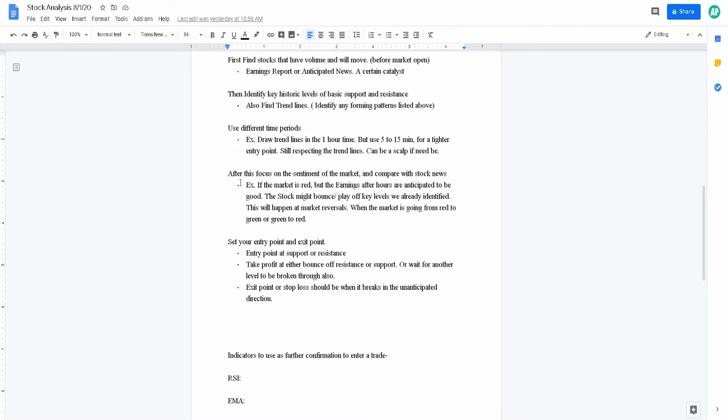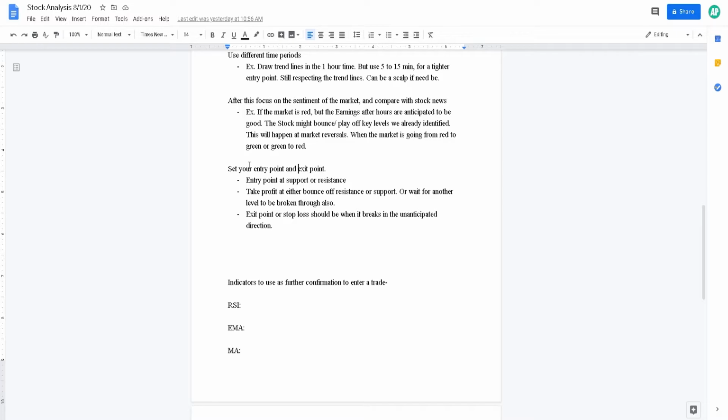Next, after this, focus on the sentiment of the market and compare with stock news. Example, if the market is red but the earnings after hours are anticipated to be good, the stock might bounce or play off key levels we already identified. This will happen at market reversals when the market is going from red to green or green to red. Vice versa, it doesn't matter. How many times have you seen that? A stock is going to announce good earnings and they start to just rally up towards market close.